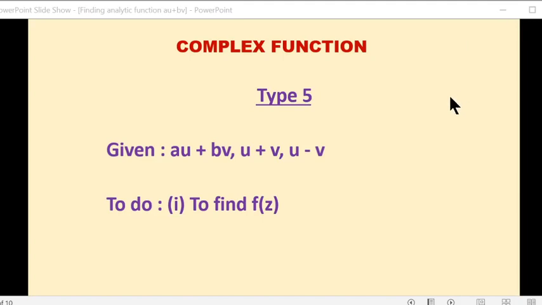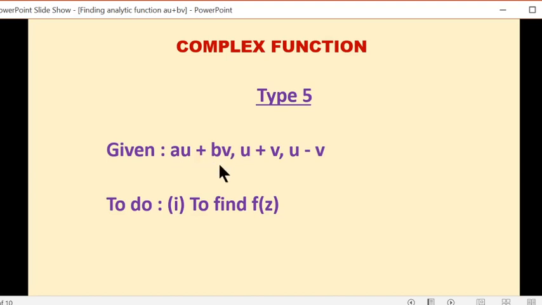Now in the previous lecture we have started with type 5 problem, where we are given a function au plus bv, that is a linear combination of u and v. A and b are some constants. Now here the popular combination that you can get is when a and b both are 1, that is you have u plus v, or when a is 1 and b is minus 1, so u minus v. Okay, so these are the two commonly given combinations. Other than that you can have other combinations also.